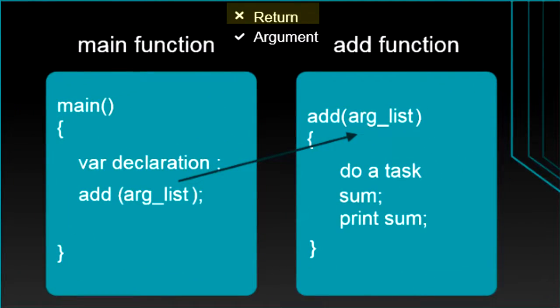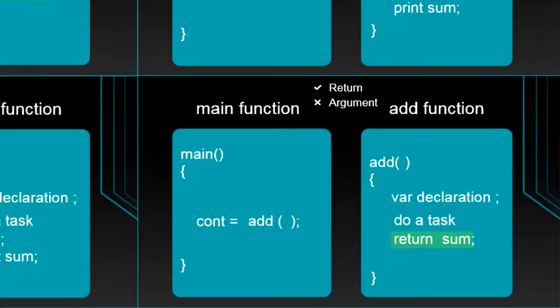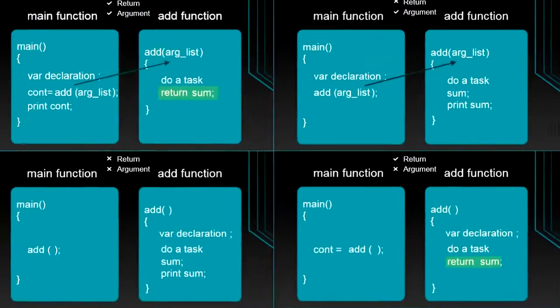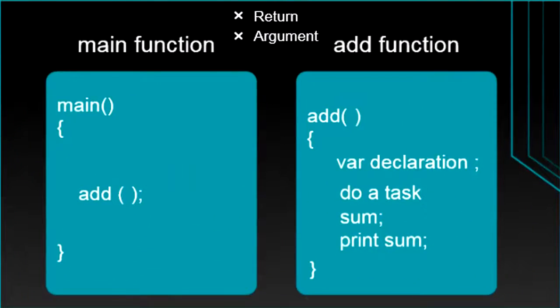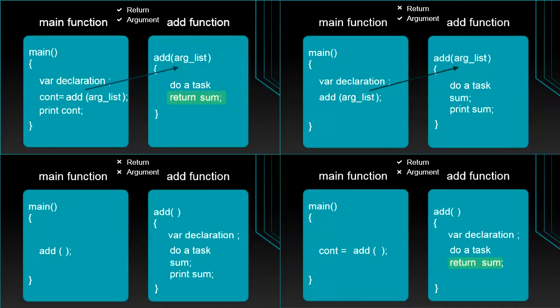This is without return but with argument. This is with return but without argument. And this is without return and without argument. Now you can pause the video and analyze these four ways. I hope you have understood about the different ways of writing a function.